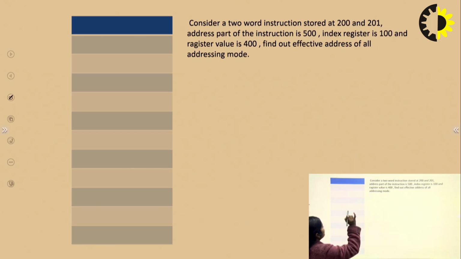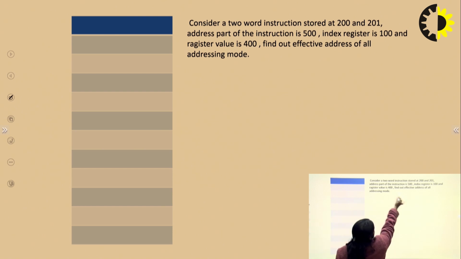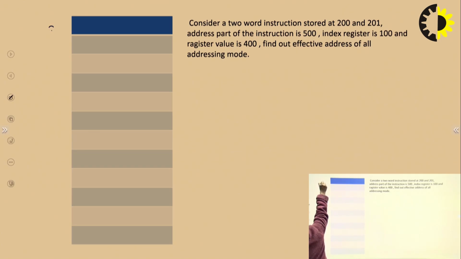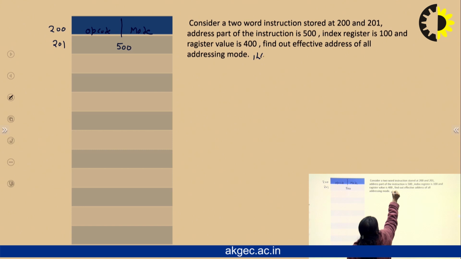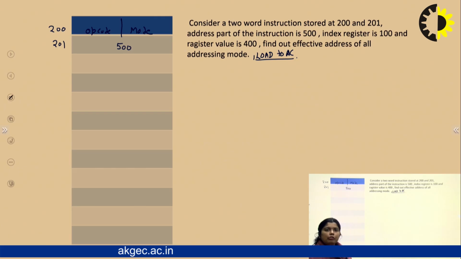Fine. Now first of all you have to create the memory, and in this particular memory, you have to write 200 and 201. The first thing is opcode and mode. And the next part is the address part of the instruction, which is 500. So you simply have to write this 500. This is the only question there is. Fine. Suppose that the instruction is load to AC. This is the computer instruction, load to AC.